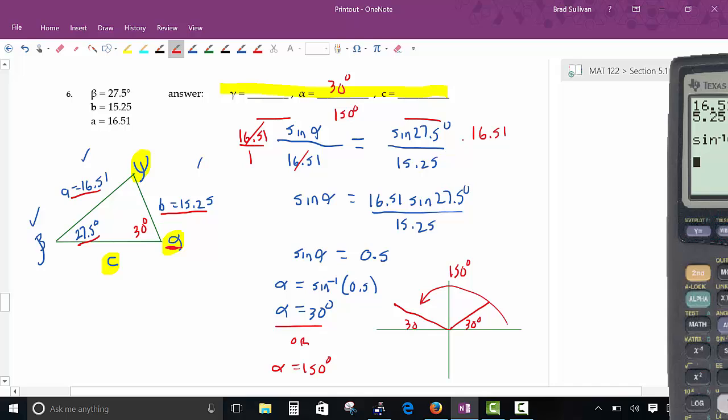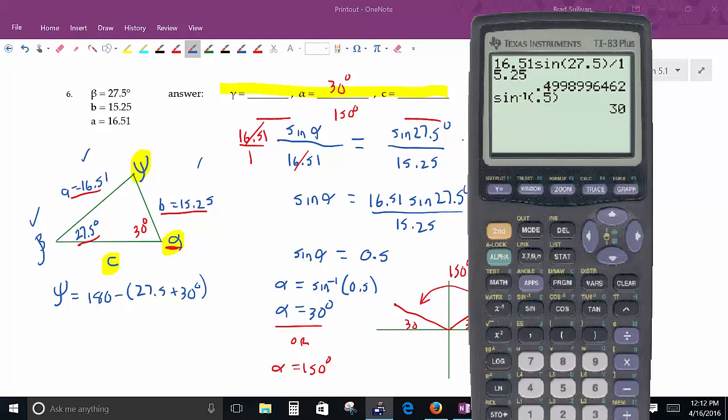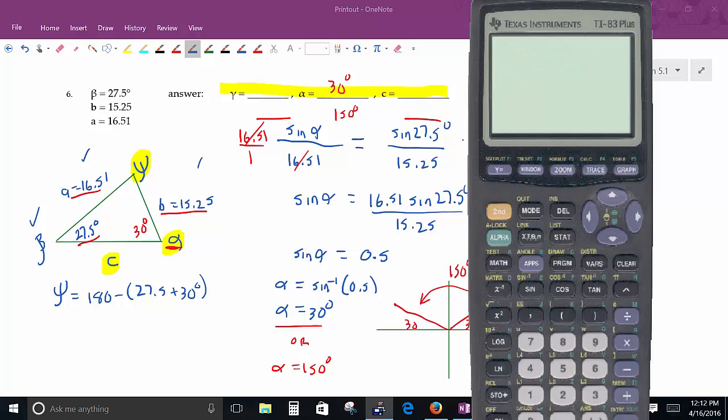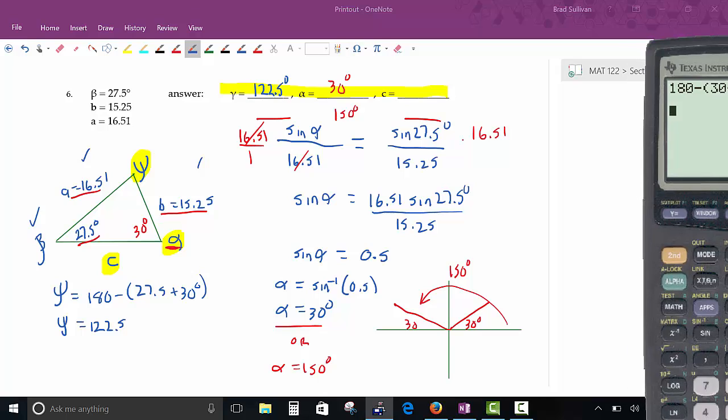To find gamma, angle gamma would just be 180 minus what the two other angles add up to. And that should be a possible angle in a triangle. So we just do 180 and then subtract off the 30 plus 27.5. That gives an answer of 122.5. So gamma is approximately 122.5 degrees.